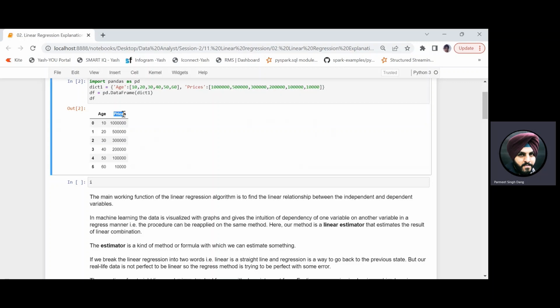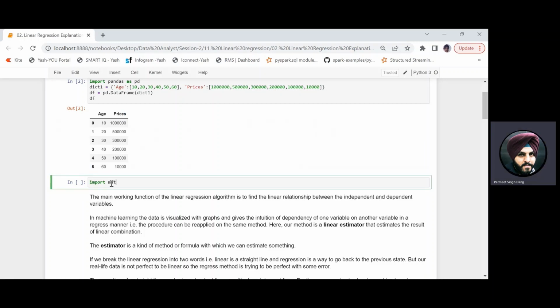This is known as the simple linear regression. What is simple linear regression? When I would take one independent variable and one dependent variable and try to apply the linear regression algorithm, that would be called the simple linear regression algorithm.